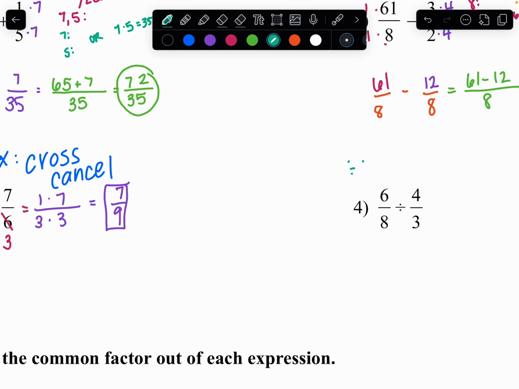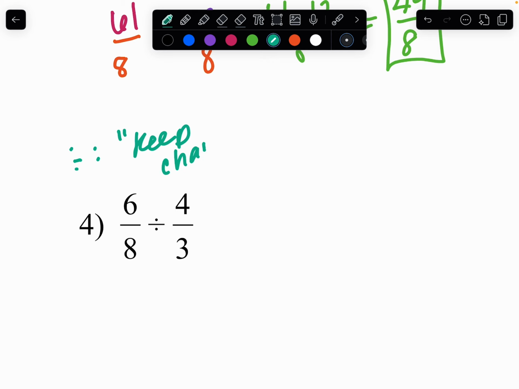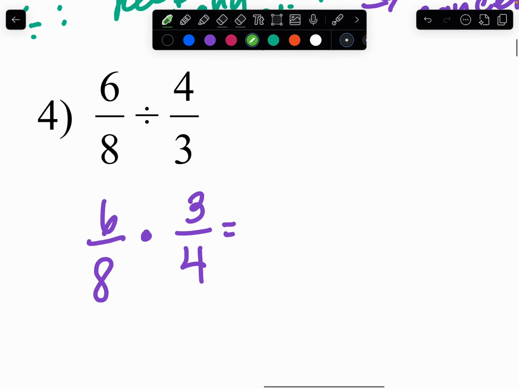So to divide fractions, even as a teacher, I still say keep, change, flip. So before you cancel anything out, you first want to keep the first fraction, change the operation, flip the second fraction, then cancel. And so you can cancel horizontally. Like 6 and 8 both have 2 in common. 6 divided by 2 is 3. 8 divided by 2 is 4.